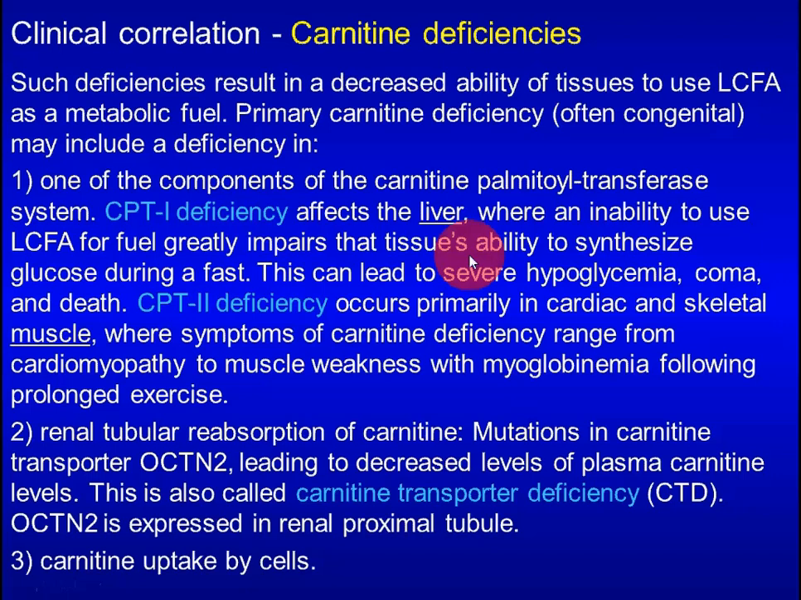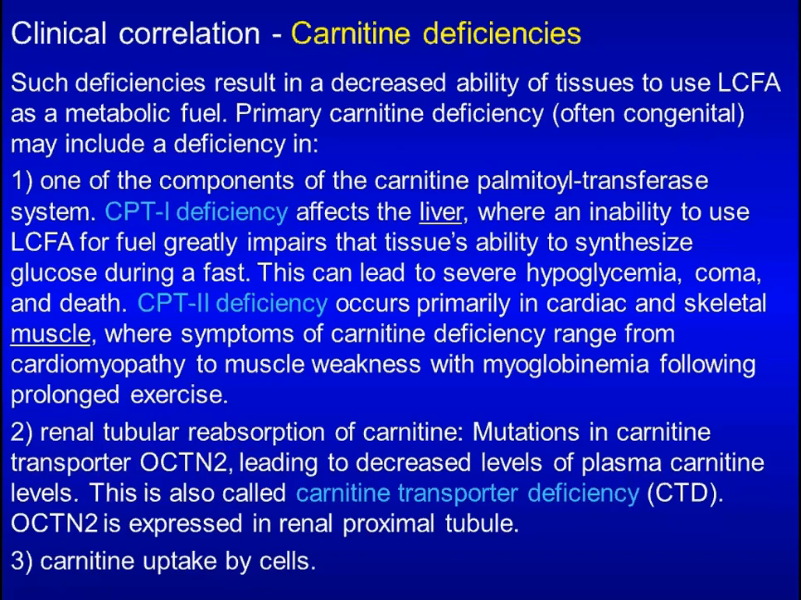CPT2 deficiency occurs primarily in cardiac and skeletal muscle. Symptoms range from cardiomyopathy to muscle weakness with myoglobinemia following prolonged exercise. Carnitine deficiency may also be caused by deficiency in renal tubular reabsorption of carnitine, a mutation in the carnitine transporter OCTN2, leading to decreased plasma carnitine level. This type of deficiency is called carnitine transporter deficiency.